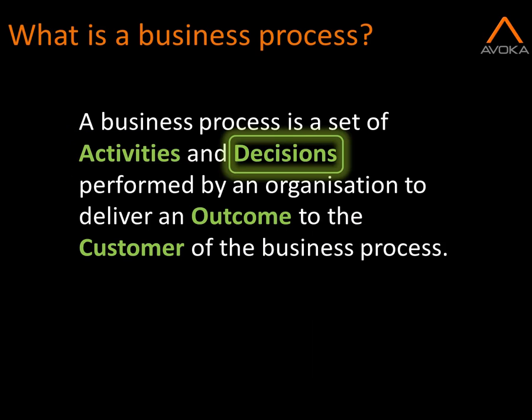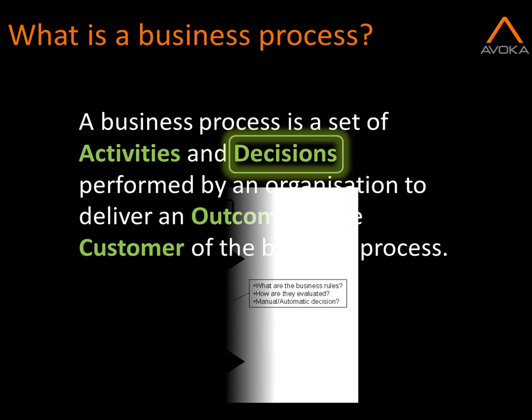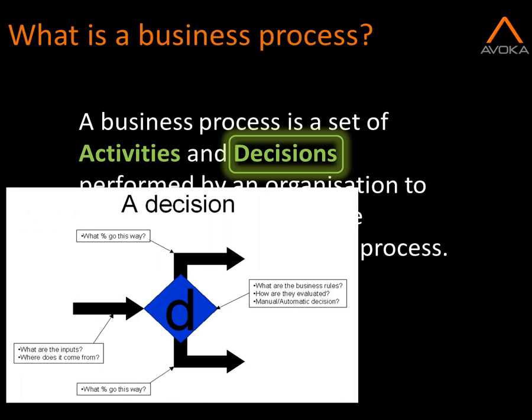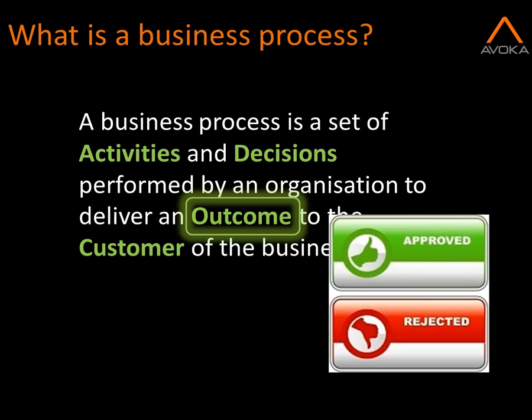A decision is a step in the process where a business rule is evaluated and the process takes one of two or more paths. For example, if a mortgage request is over $500,000, it may require a senior loan officer to review it. If an application for a driver's license has come from an individual over the age of 50, that might trigger a requirement for an eyesight test, and so on. The outcome could be an approved mortgage, a driving license, or a rejected expense claim.